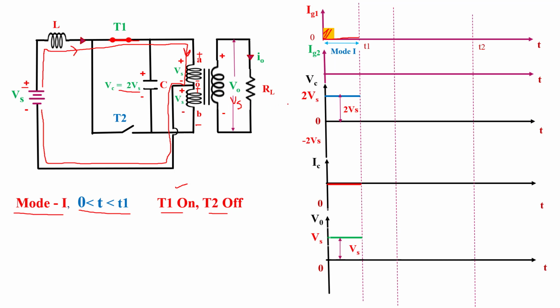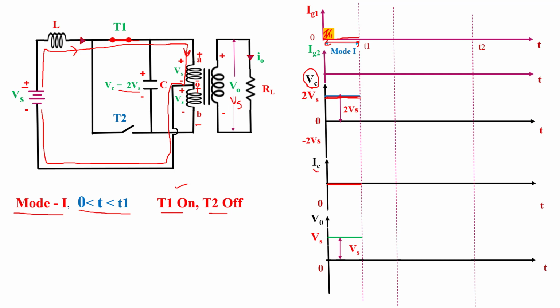Okay, now we draw the waveform. At this time interval 0 to T1, this is the mode 1 time interval. At time instant 0, we provide a gate triggering pulse to thyristor T1 and T1 is turned on. When T1 is turned on, current flows in this direction and the capacitor is charged with 2 Vs supply voltage. So here we draw the capacitor voltage waveform first, Vc. The voltage across the capacitor is 2 Vs. The magnitude is plus 2 Vs.